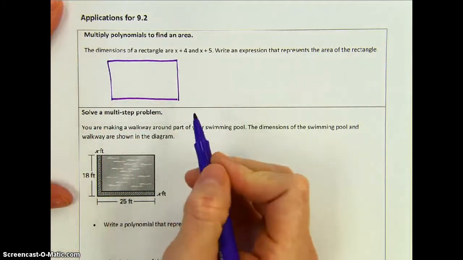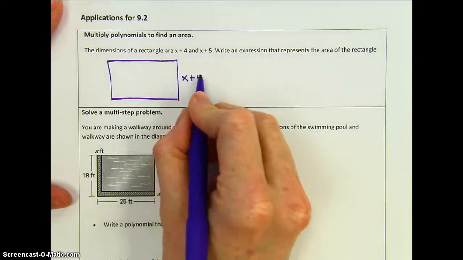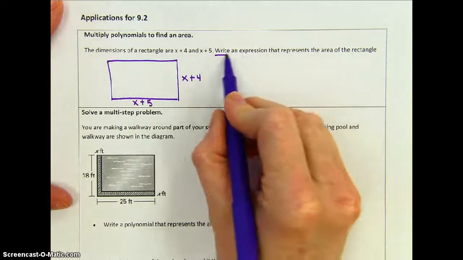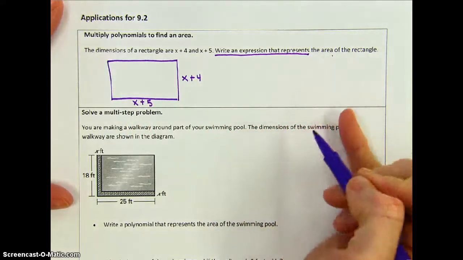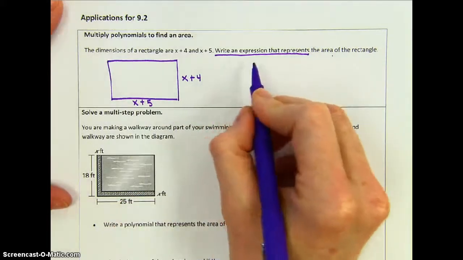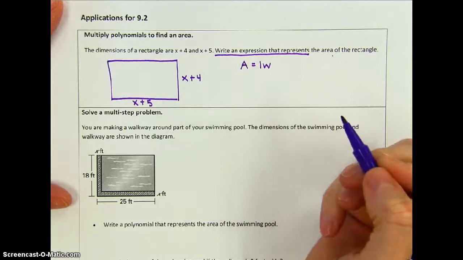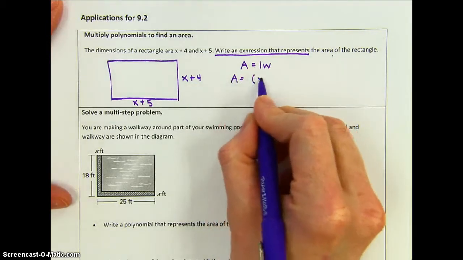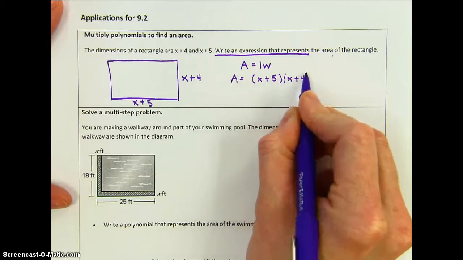Now, it says the dimensions of the rectangle will be x plus 4 and x plus 5. So it says write an expression that represents the area of the rectangle. Well, the only dimensions that we have are binomials. So we would start out with the area formula. Area equals length times width. So area would equal the length, x plus 5, times the width, x plus 4.